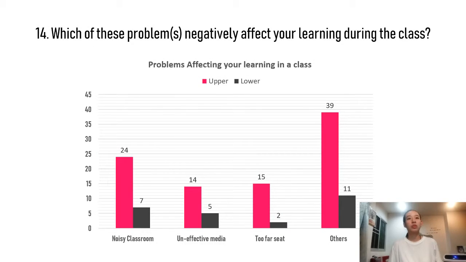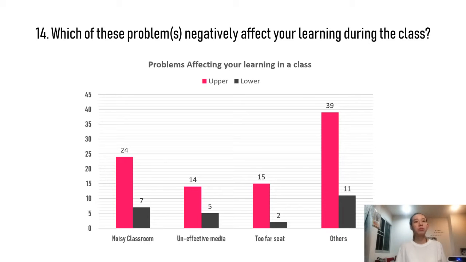14. Which of these problems negatively affect your learning during the class? Most people answer others, which is the summation of the other choices, but most upper and lower students answer noisy class, then ineffective media, and too far a seat to see.